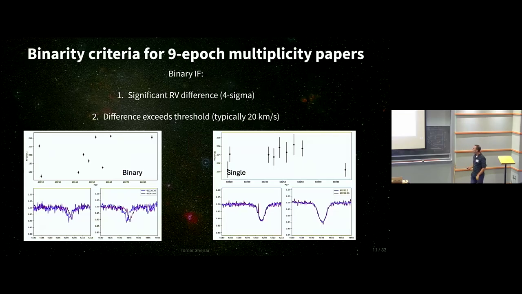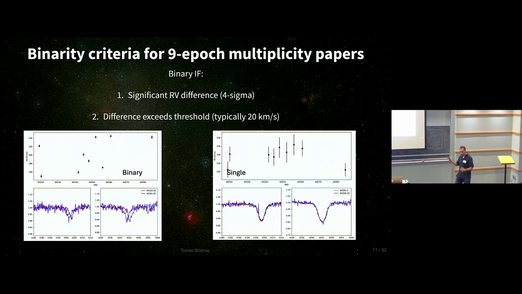Okay, for the first batch of 9 epoch papers, since these 9 epochs were not sufficient for a full orbital analysis, we used a simple binary classification criterion, yes or no. We call something a binary if the radial velocities that we measure exceed a certain significance threshold, typically set to 4 sigma, and we want the peak-to-peak amplitude to exceed a certain value, typically set to 20 kilometers per second. This is to avoid false positives coming from pulsations and stuff like that. So one could argue about this, but these are typically the criteria that are selected also historically.